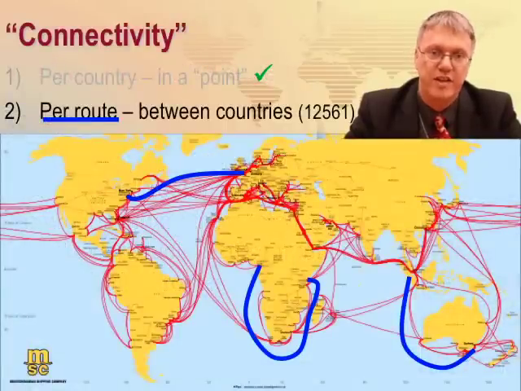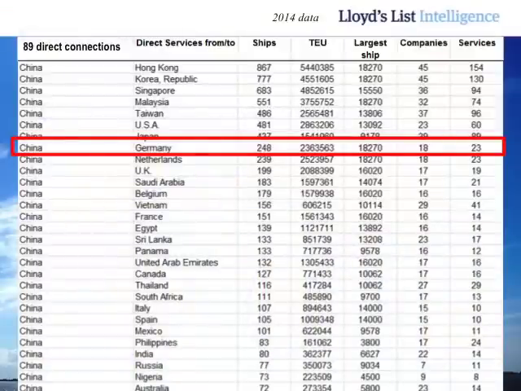Looking at the routes, at individual pairs of countries. For example, on the route between China and Germany, 2014 data, there were 248 ships deployed with a total container carrying capacity of 2.4 million TEU. The largest ship, 18,270 TEU. 18 companies competing on that route, providing 23 services. So that's the underlying raw data for this example.